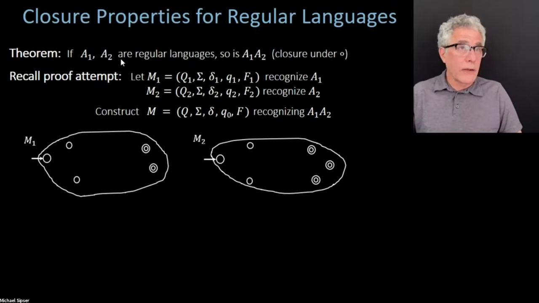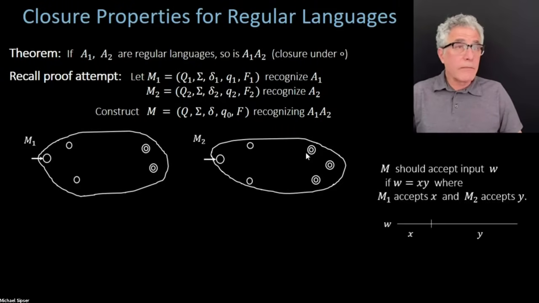We're given two regular languages, A1 and A2, and we're trying to show that the concatenation language, A1 A2, is also regular. The way we go about all of these things is, we assume that A1 and A2 are regular, so that means we have finite automata for A1 and A2. We'll call them M1 and M2, that recognize A1 and A2 respectively. And then what we need to do in order to show that concatenation is regular is to make a finite automaton which recognizes the concatenation. And we tried to do that last time.